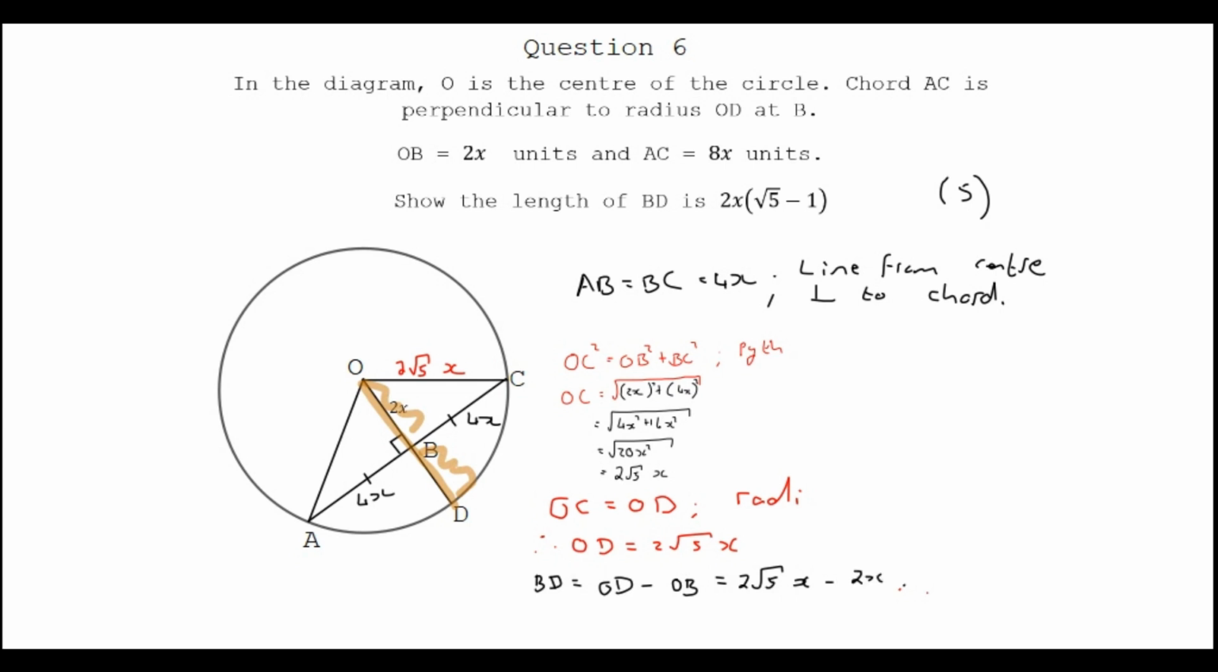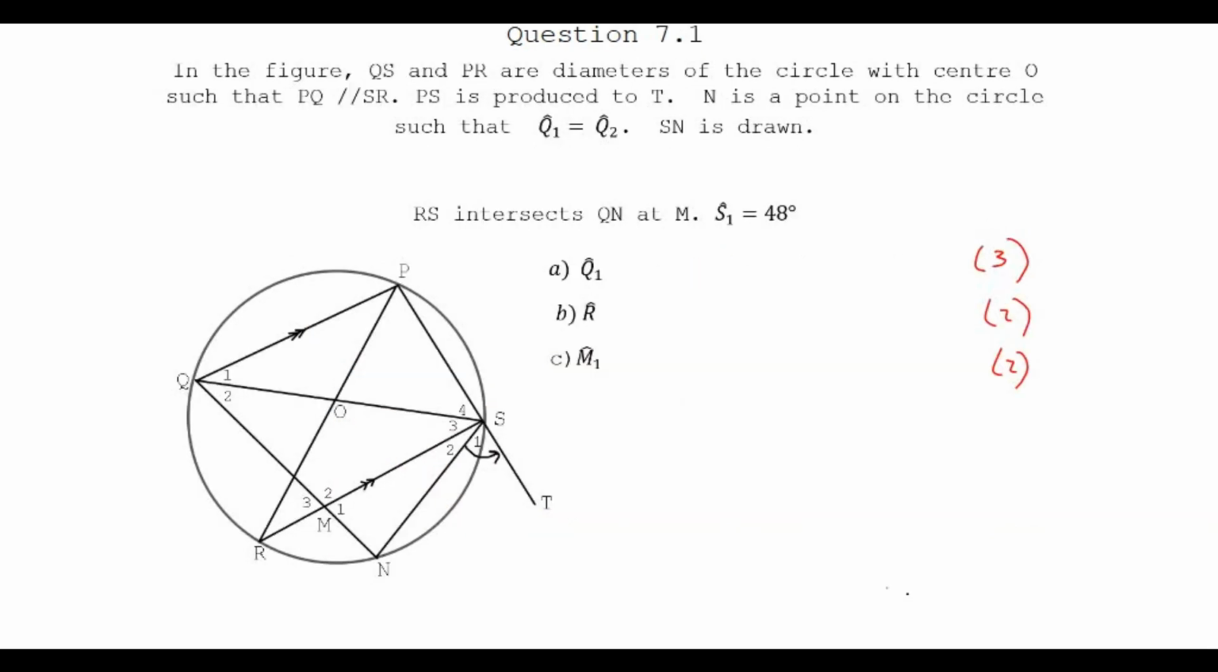And if you had to factorize that, take a 2x out, what are you left with? Root 5 minus 1. Is that not your proof? It is indeed. So, marks. First two, theorem 1. Second one, with your reason, is Pythagoras. Third one is for radii, and fourth one is for your simplification. Sorry, fifth one is for your simplification. And there's 5 marks.